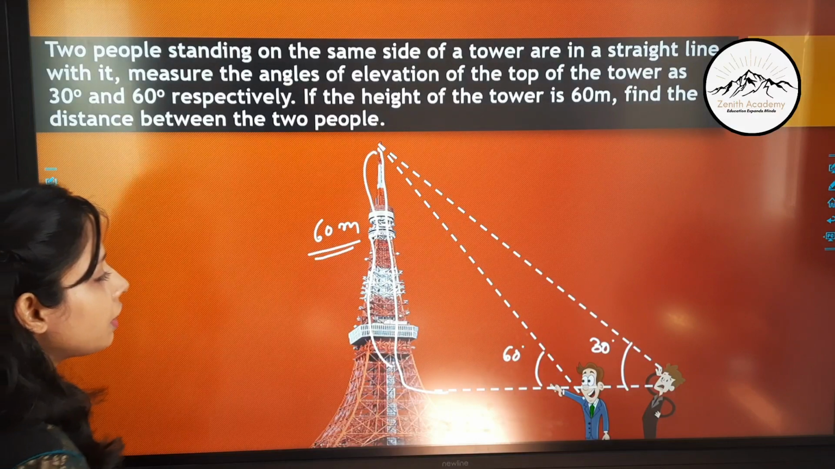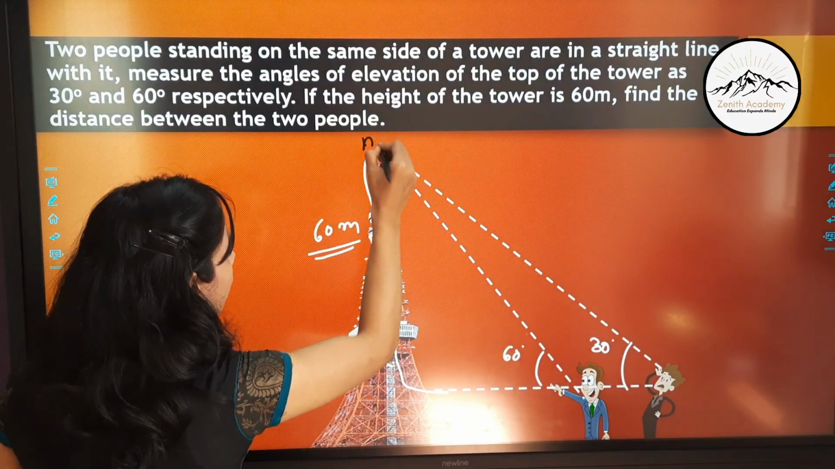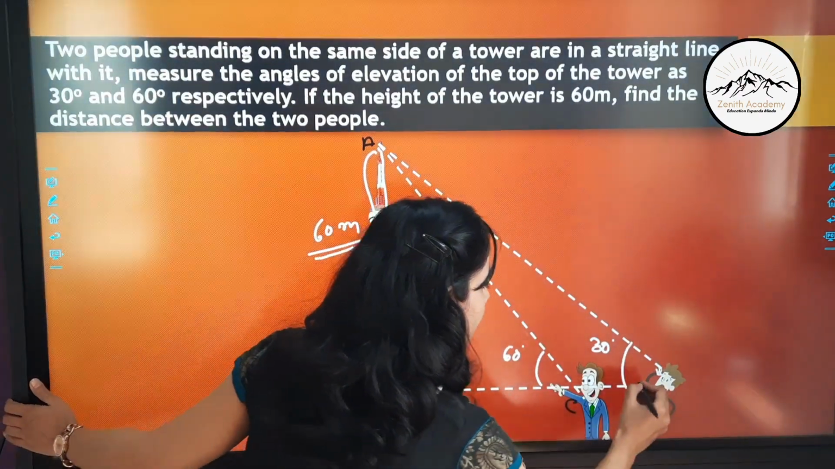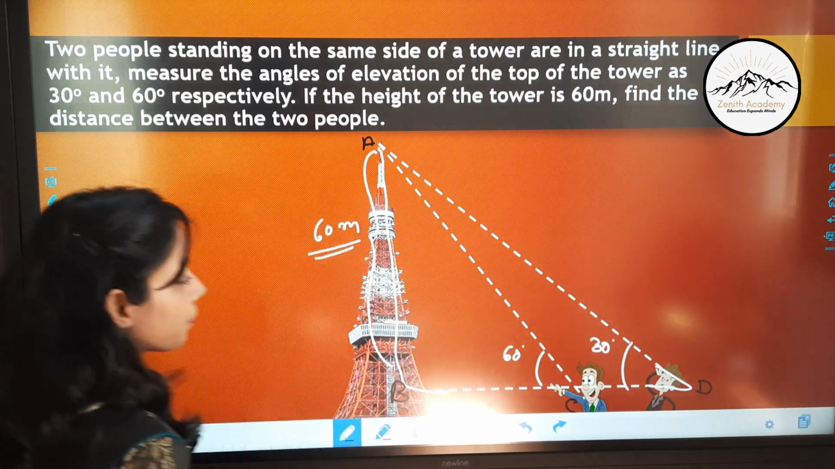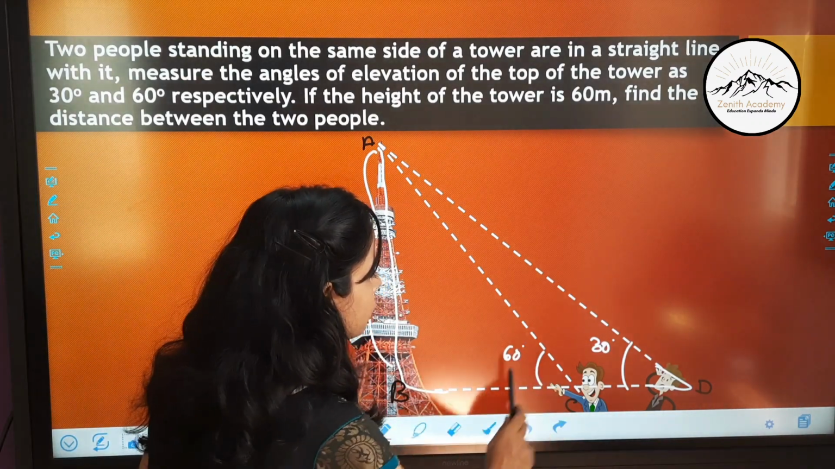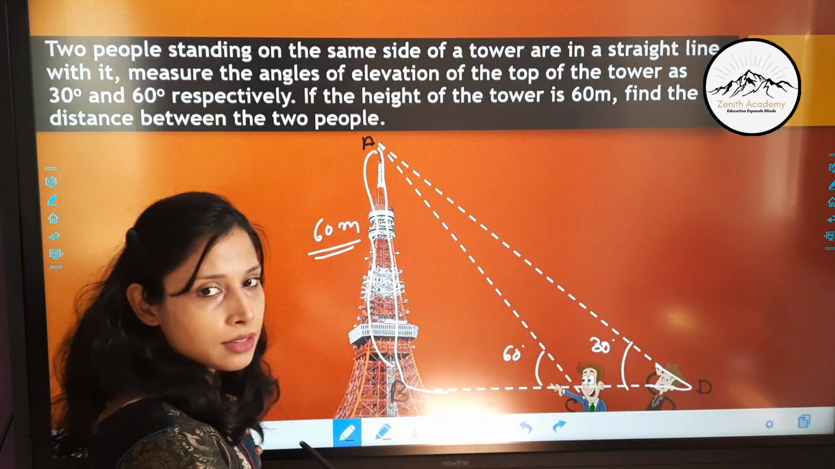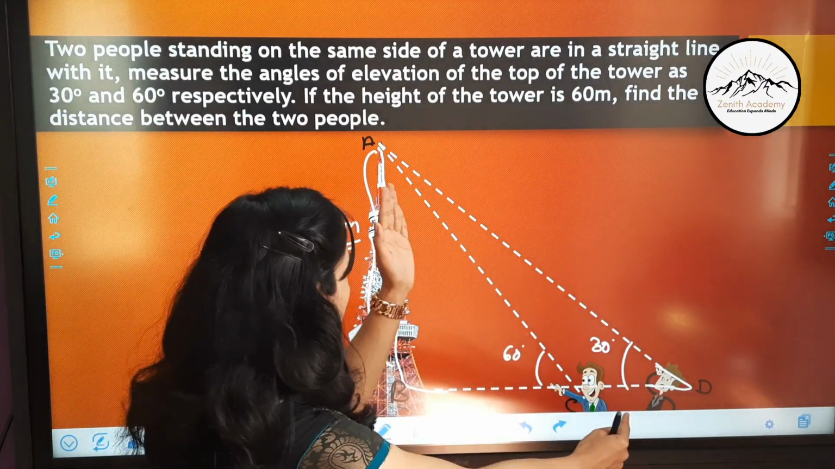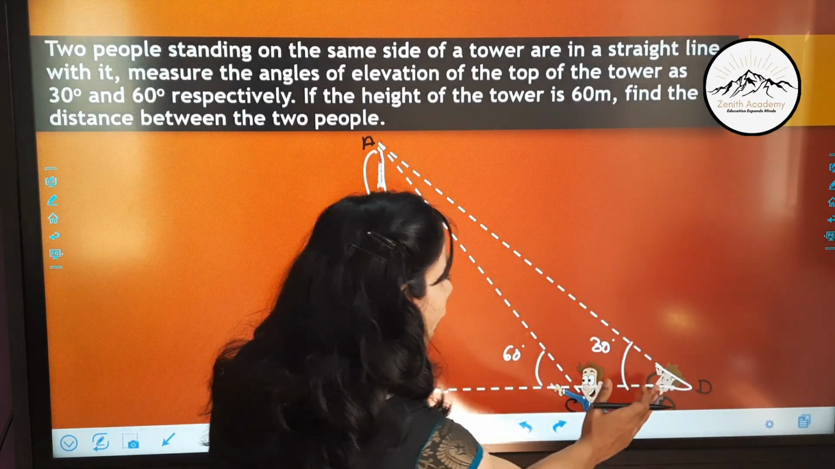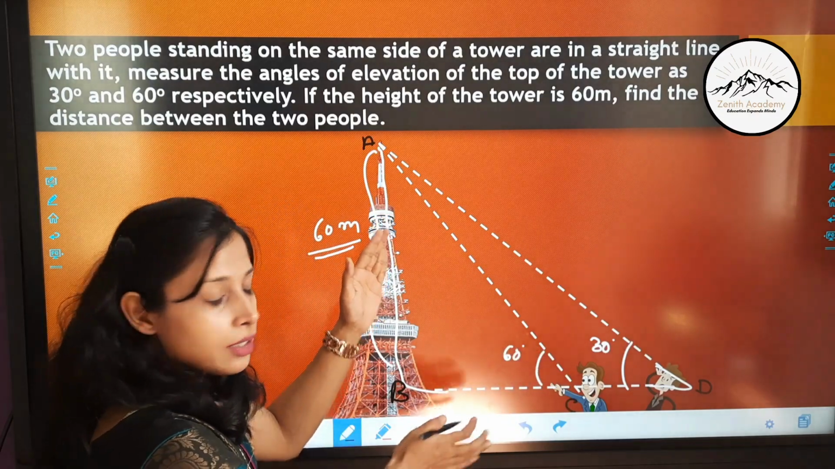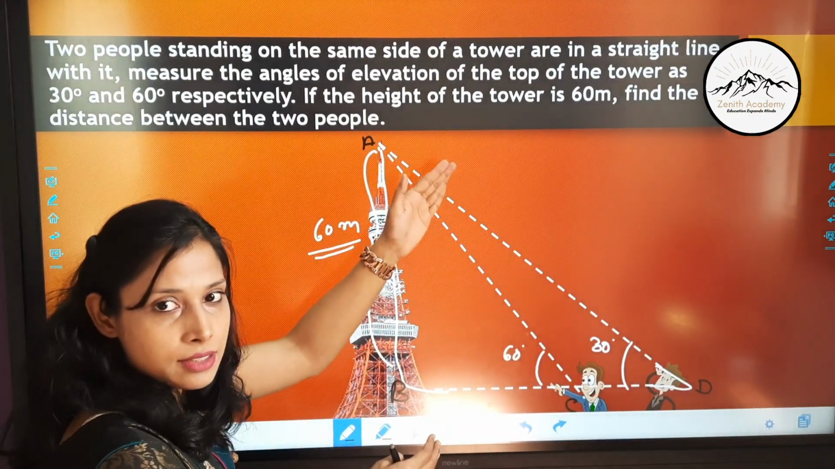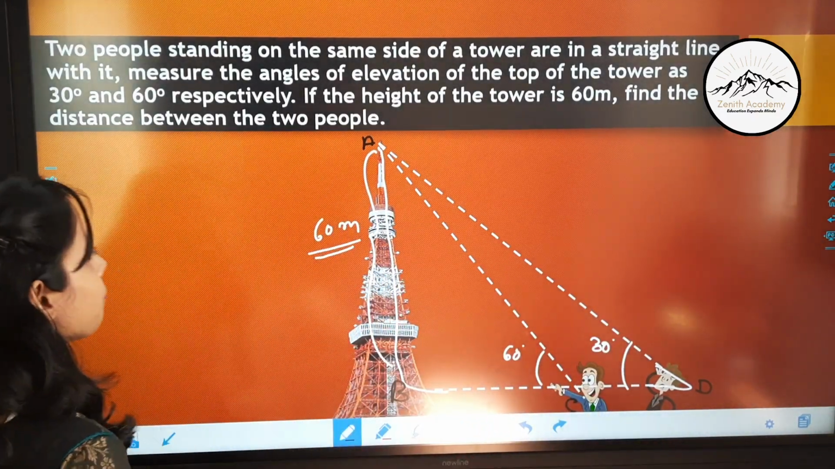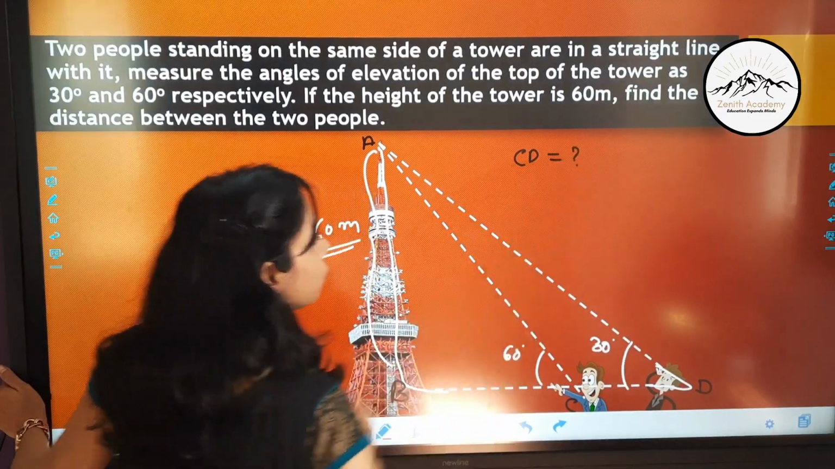Now what we need to find, let's mark this A, B, this point as C and this point as D. How do I mark these angles of elevation? Why is this 60 and why is this 30? This man, when watching the top of the tower, the angle of elevation is 30, and when we move closer, gradually the angle of elevation increases. So that is why I have taken here 30 degrees and here 60 degrees. So CD is actually what we need to find.